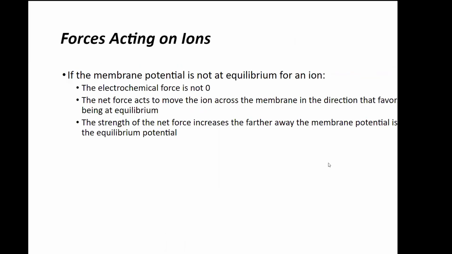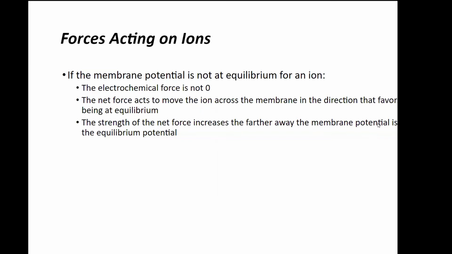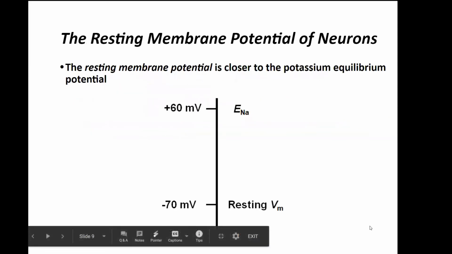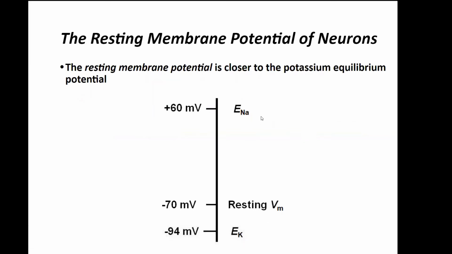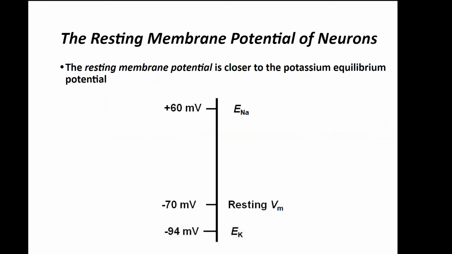When we're thinking about the forces acting on ions, there's always going to be some kind of pull for that ion if the membrane potential is not at the equilibrium potential. So flipping back to this diagram, the fact that we're not at positive 60 means that sodium is going to have some kind of a pull, some kind of a force. The fact that we're not at negative 94 means that there's always going to be some kind of force on our potassium as well.